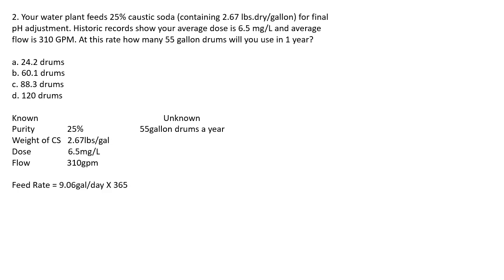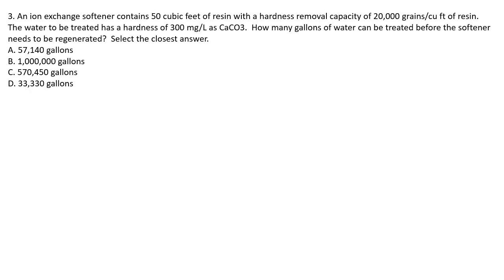Now we're looking for a year, so 9.06 gallons per day times 365 days in a year. And that gives you 3,306.9 gallons. Now it's asking how many 55-gallon drums a year we're going to use. So you divide 3,306.9 gallons divided by 55 gallons, and your answer is 60.1 55-gallon drums a year.